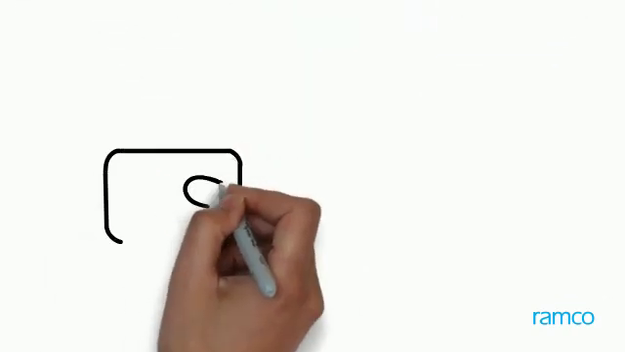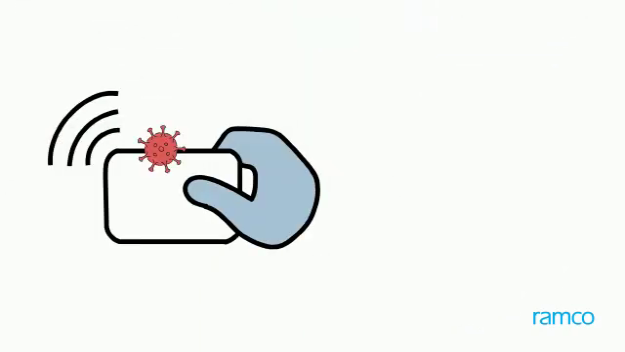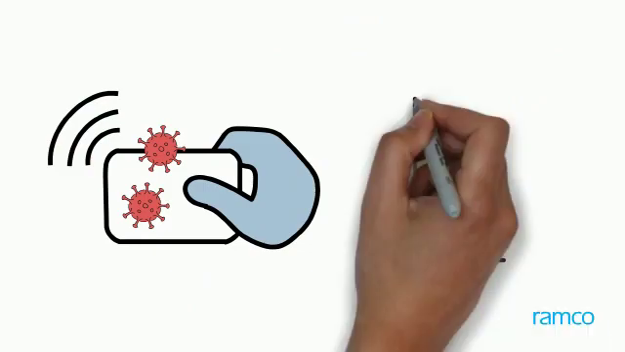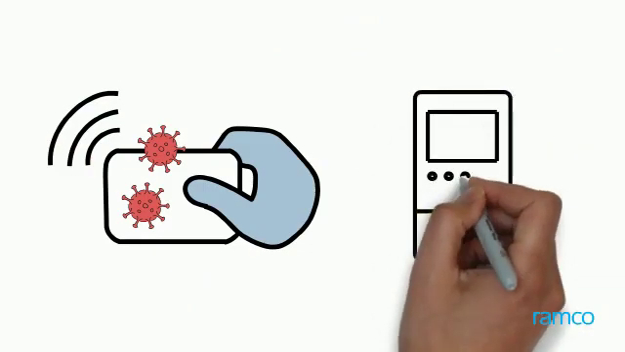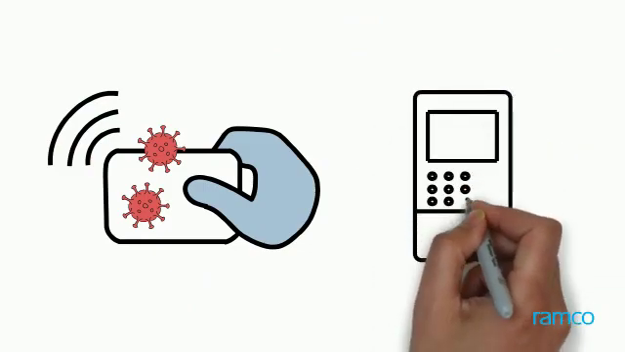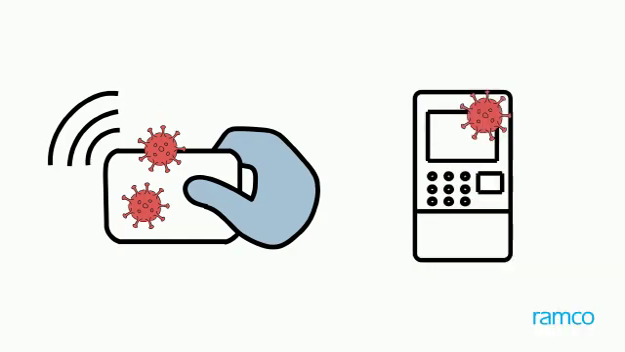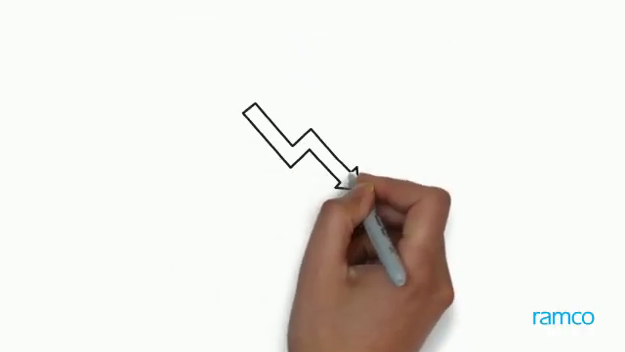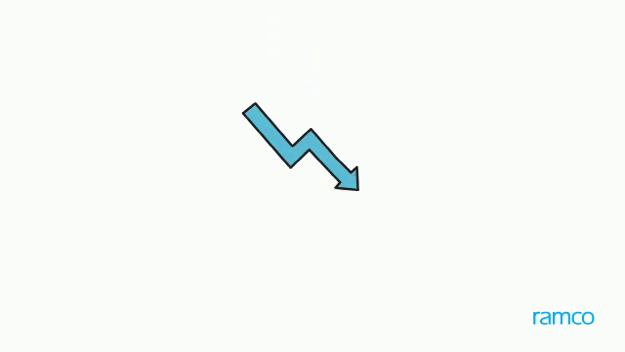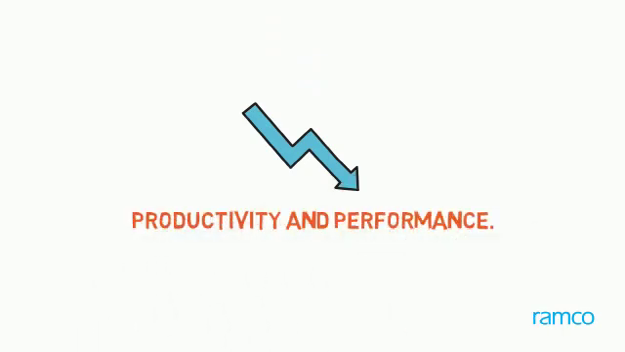Data from the World Economic Forum says COVID-19 has been shown to survive on plastics for up to 16 hours. That means an infected card swipe machine can spread the virus to every single employee that uses it and can have an adverse effect on the company's productivity and performance.